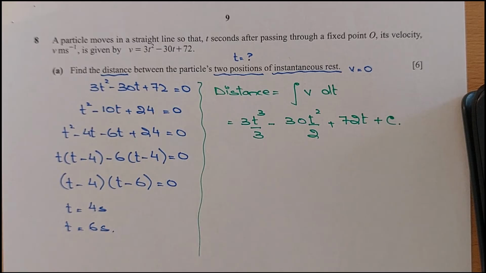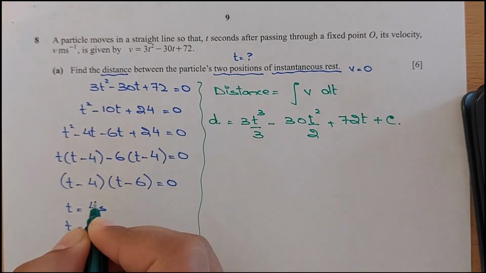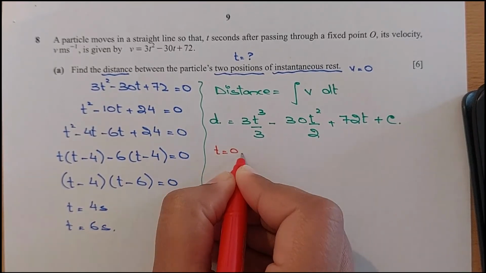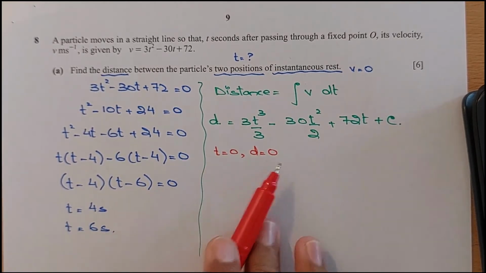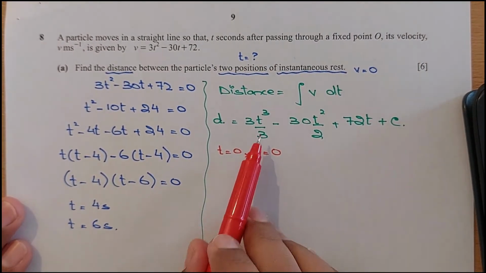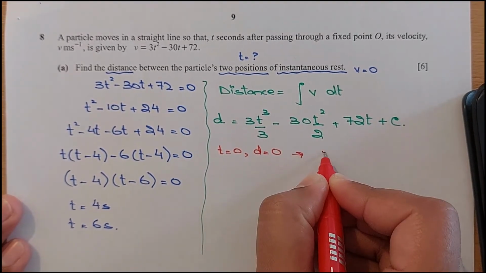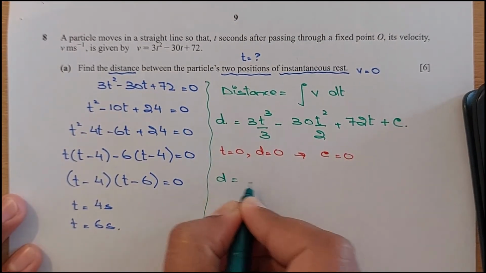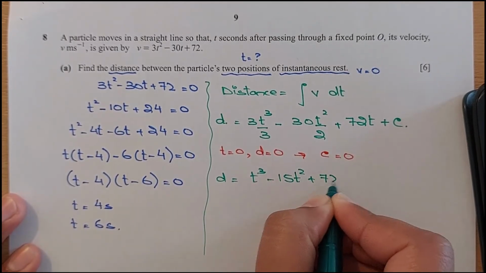How can we solve for the constant of integration? As we know that this is the distance, we use the condition that when time equals 0, distance traveled equals 0. This is obvious: when the time is 0 there is no distance traveled. So putting t = 0, distance = 0, the constant of integration is equal to 0. So we got the distance is equal to t³ - 15t² + 72t.